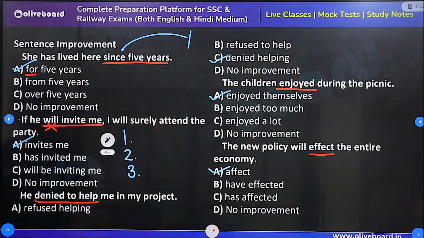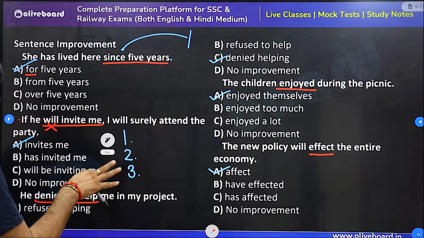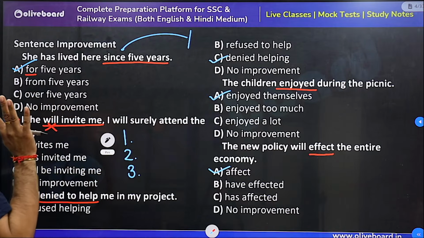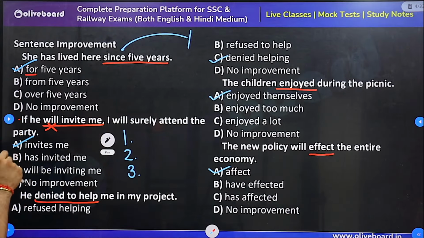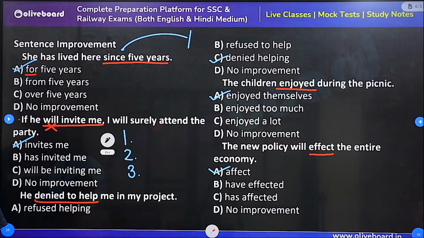Nothing such as that. There are two verbs, deny and refuse. Both somehow mean the same, but deny takes an ing. This is also common. Refuse takes an infinitive. He denied helping me in my project. Deny takes an ing. Or he refused to help me in my project.